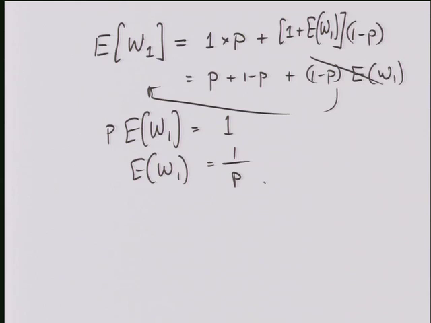Yes? Why is it 1 plus expected value of W1 and not just expected value? Well, because with probability 1 minus P, how long did we wait? We took the first step, it gave us a tails. We had to wait for that. And then after we are done waiting for that first step, we have to wait some extra time. And how long? Well, expected value of W1. So it's that much time. Is everyone good with that?